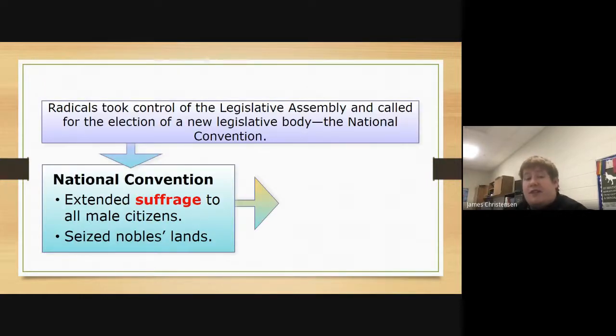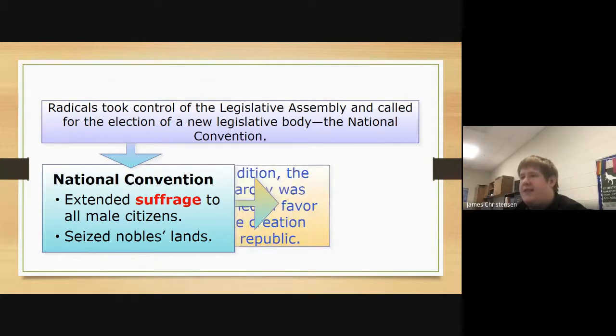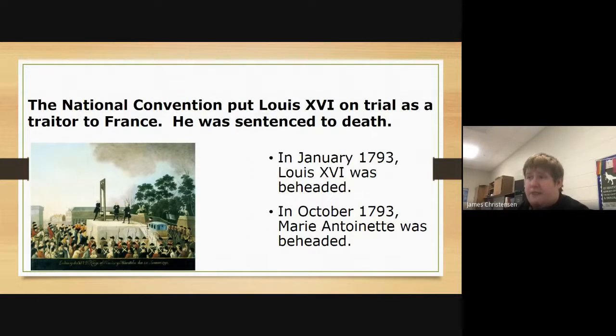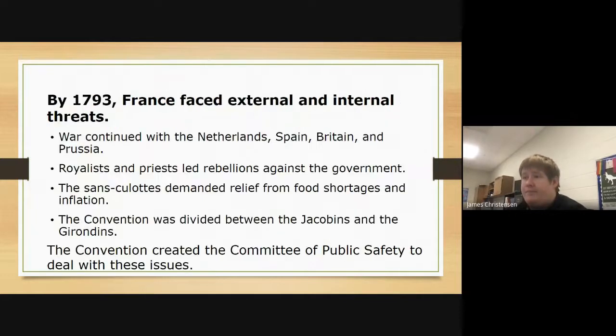Radicals took control of the assembly and called for the election of a new legislative body, the National Convention, which extended suffrage to all male citizens and seized all noble lands. In addition, the monarchy was abolished in favor of the creation of a republic. Now, the convention put Louis XVI on trial as a traitor to France. He was sentenced to death, and in January of 1793, he was beheaded. In October of that same year, his wife, Marie Antoinette, was also beheaded.